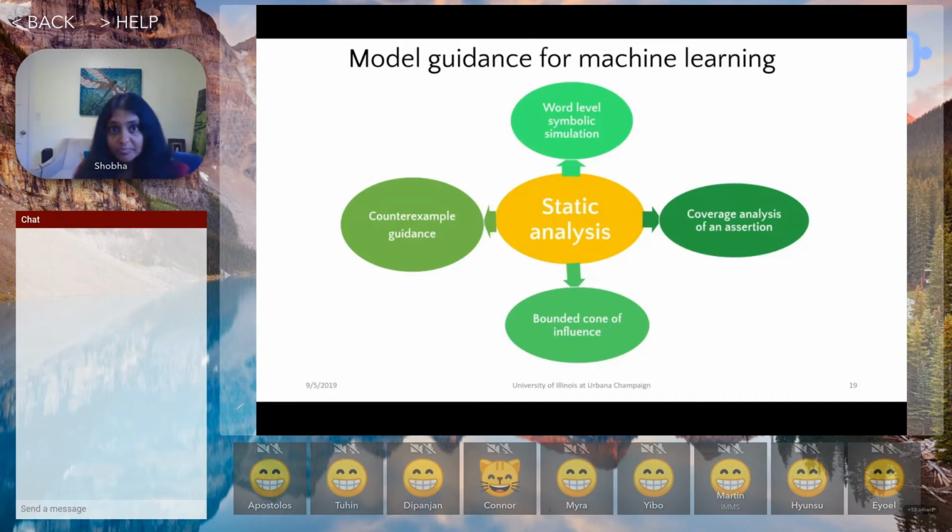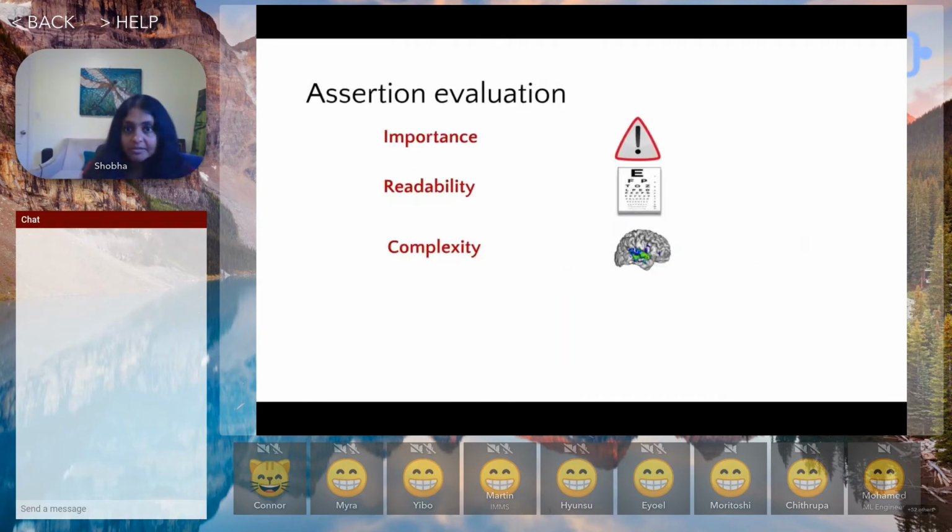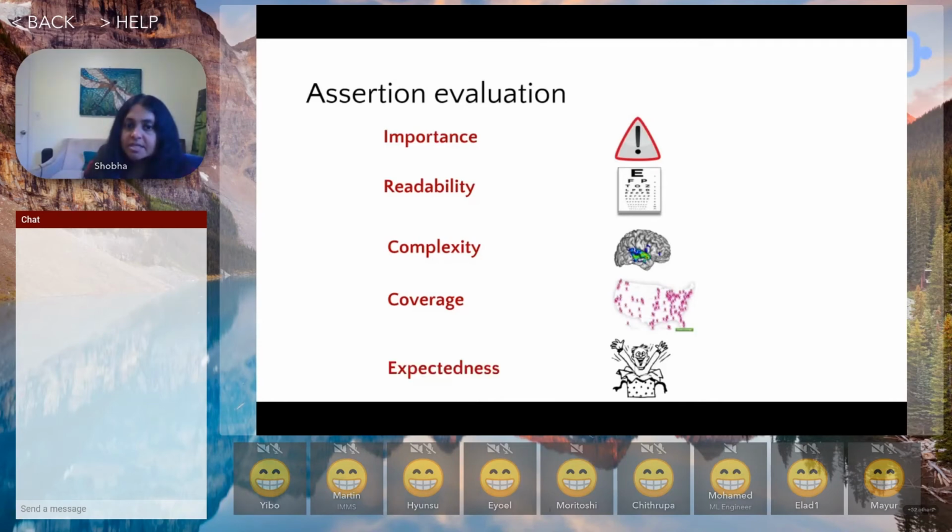And then that's the information we provided, and the machine learning algorithm took that information and generated invariants which were of higher coverage. And we also took symbolic simulation at the word level, which is not our invention, but has been invented for other purposes, and tried to provide that word level information as targets and features for the machine learning algorithm. We then went on to evaluate the assertions, the invariants that we had generated, based on a number of different criteria.